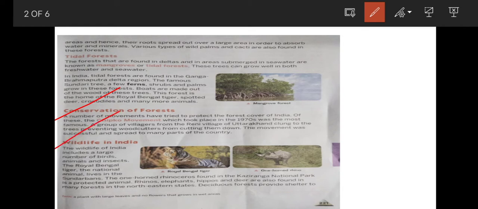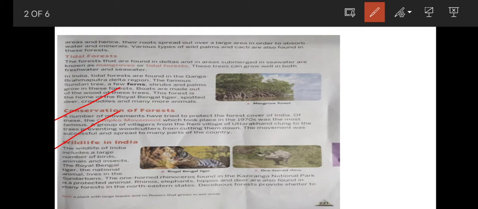Wildlife in India. The wildlife of India includes a large number of birds, animals and insects. The Royal Bengal tiger, the national animal, lives in the Sundarbans. The one-horned rhinoceros found in the Kaziranga National Park is a protected animal. Rhinos, elephants, hippos and deer are also found in many forests in the northeastern states.